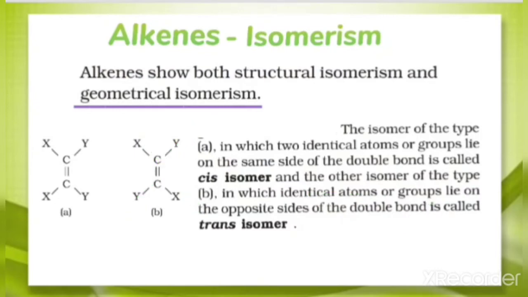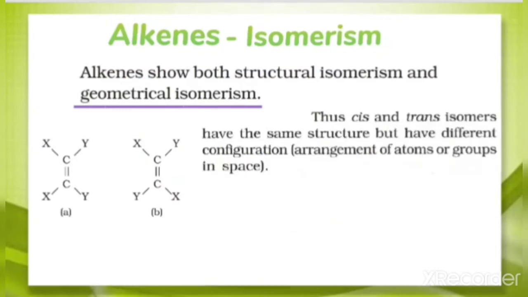So it is very important to learn the method to find out cis and trans. The cis and trans isomers have the same structure, but they have different configurations. That is, the arrangement of atoms or groups in space is different.